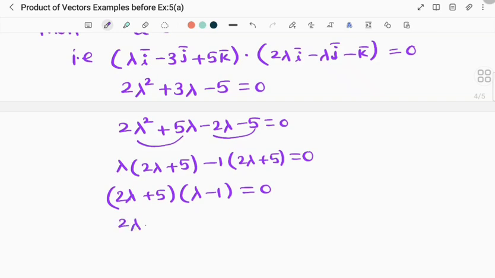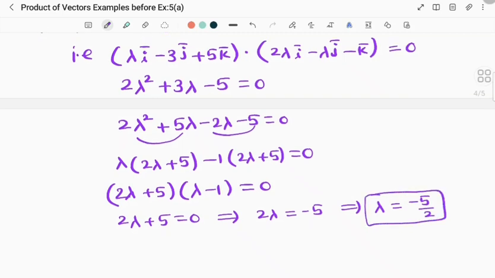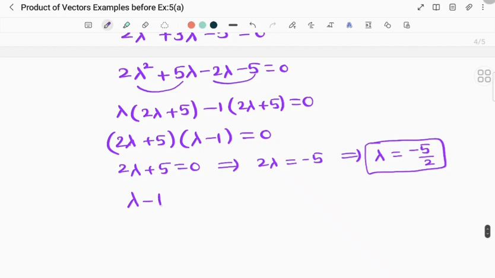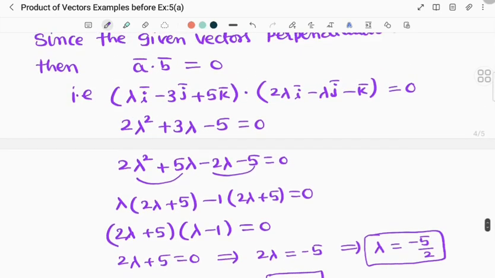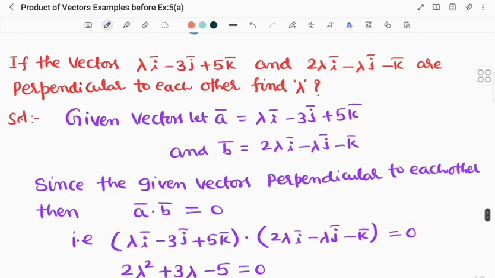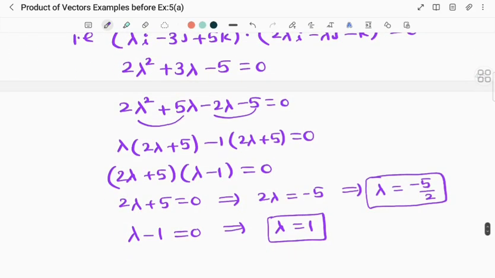So 2 lambda plus 5 equal to 0. That implies 2 lambda equal to minus 5. That implies lambda equal to minus 5 by 2. Next, lambda minus 1 equal to 0. That implies lambda is equal to 1. We got those values. They are asking to find the value of lambda, for what values of lambda these two will be perpendicular. So we got the lambda values. I hope you understand, dear students. We'll move on to the next question.